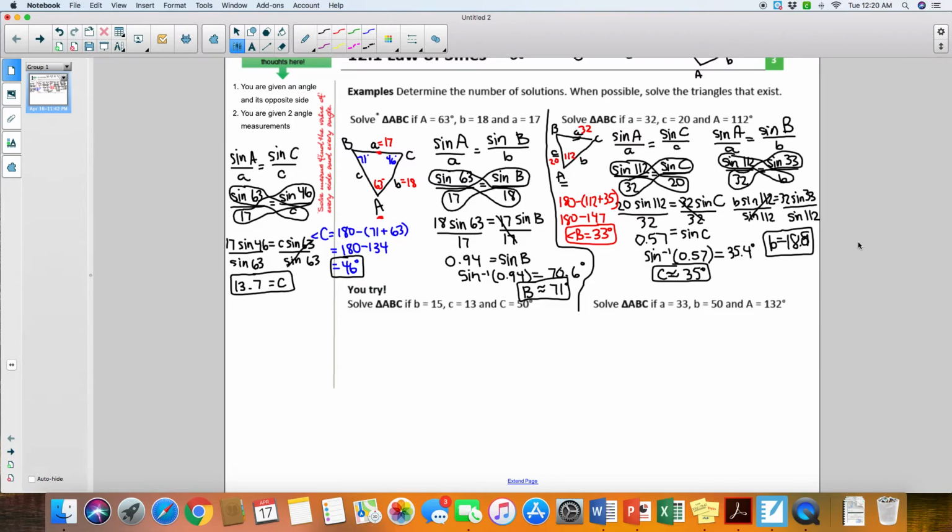I want you to do the you try it down here at the bottom. I want you to try both of them. Go ahead and press pause to give yourself a minute to try to work them out on your own. Once you're finished, press play, and I'll explain to you how to solve them.